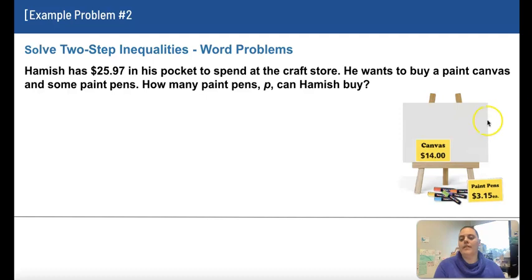We can see that the canvas is $14. We can see that the paint pens are $3.15 each.